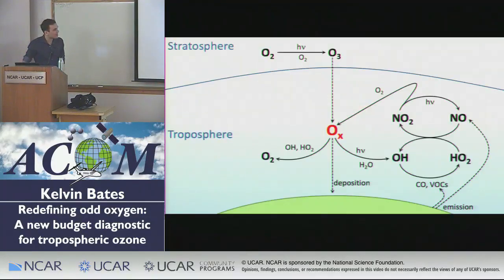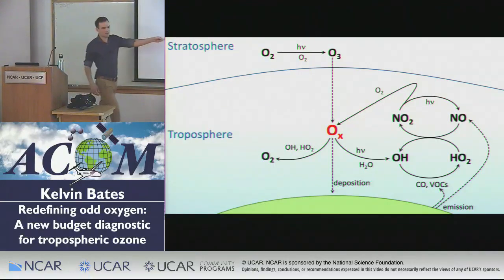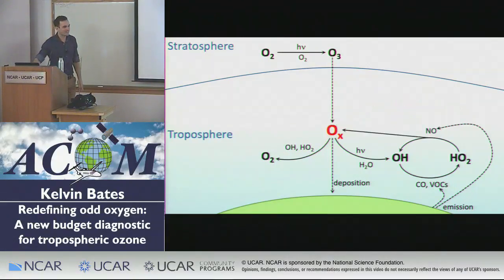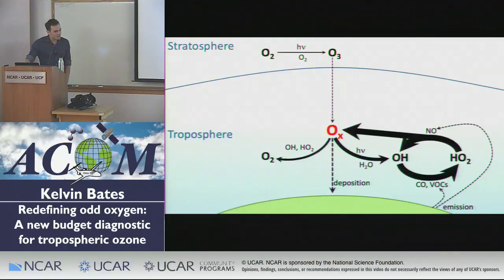I would argue that another inconsistency in odd oxygen budgets is a little more fundamental. The standard odd oxygen definition has some theoretical deficiencies as well. So to go back to our scheme of tropospheric ozone, I'm going to simplify this a little bit. We now include NO2 in odd oxygen, so I can just cut that out right here. And now I'm going to resize all of these arrows by their relative importance to the odd oxygen budget, or the ozone budget, I suppose. And this is what I get.